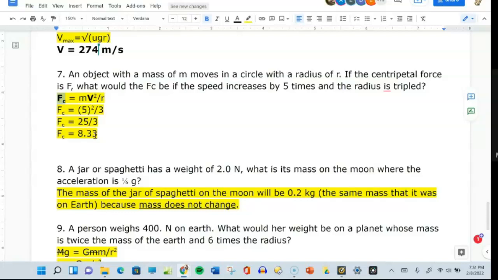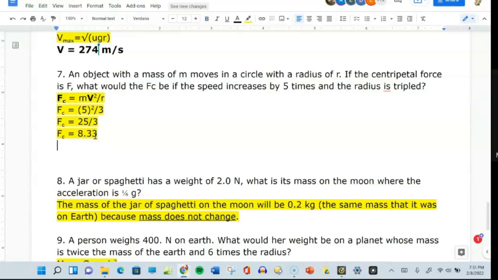So the answer would be, what's the new centripetal force? It's 8.33 F. So it's no longer F because of those changes. It's 8.33 F. Because what if the right side changes by 8.33? The law of equality says the left side has to change by 8.33. That's how you do it.